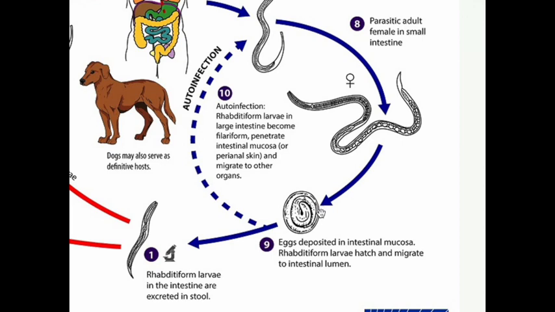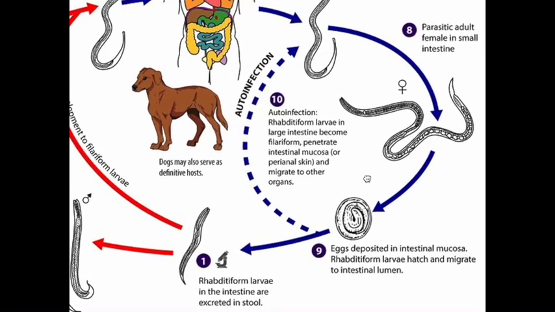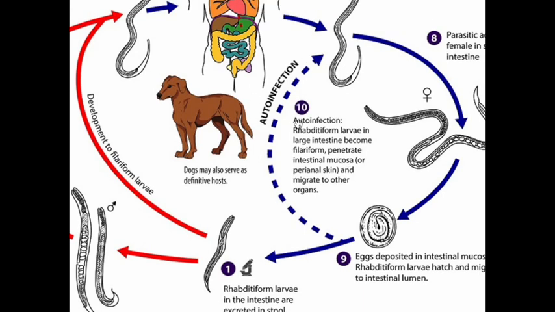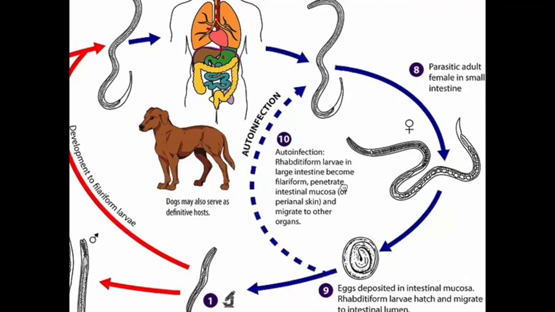While inside the intestine, the rhabditiform larva can already hatch and migrate to the intestinal lumen. When that happens, it has two fates. It could either be released or excreted via the stool, sasama na siya sa fecal matter ng patient, or it can decide to stay and cause auto-infection. Ayan. This parasite is capable of auto-infection. How does it do that?